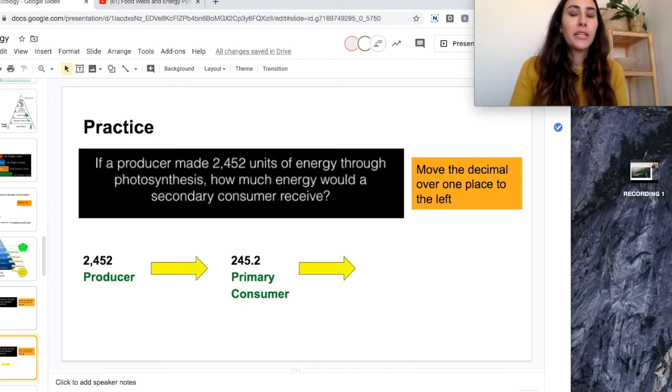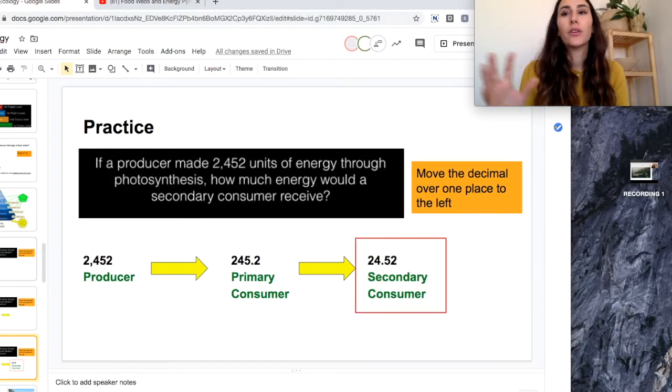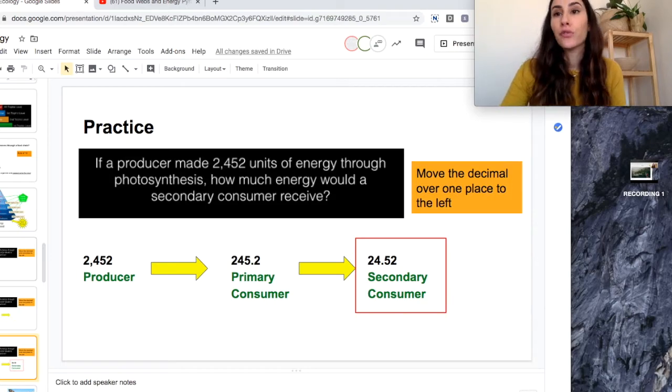If we move the decimal place over one more time to the left, we will find out what our secondary consumer has in terms of energy, and that is 24.52, and we can put a unit there, of course, as kilojoules of energy, or in this case, because the question didn't tell us kilojoules, we would just put units of energy, all right?